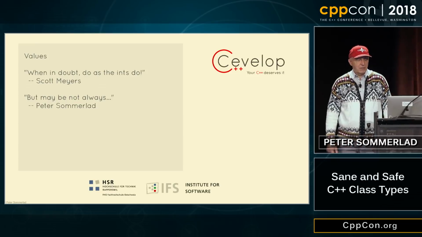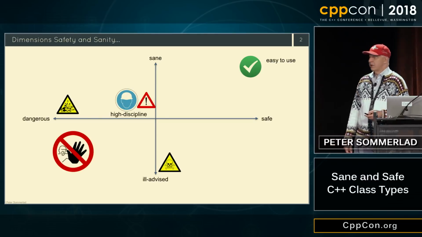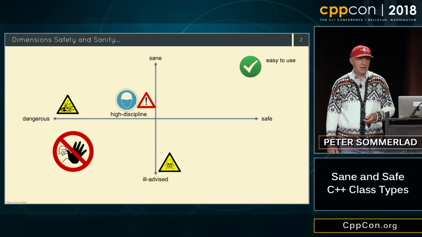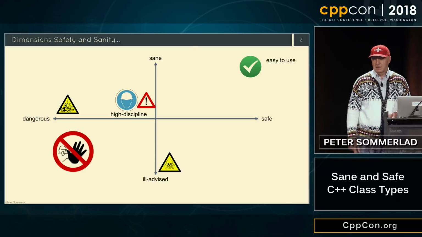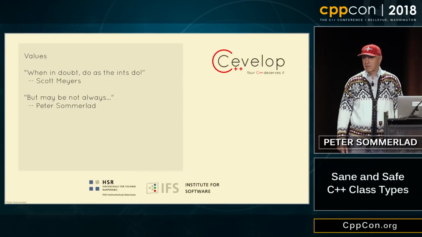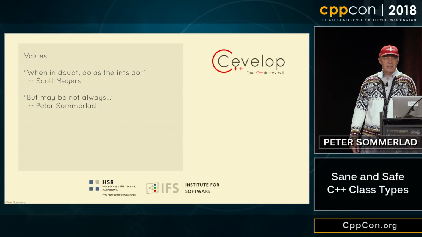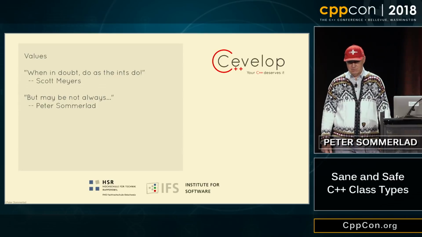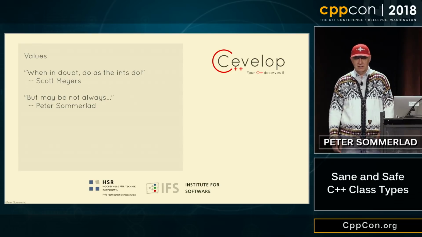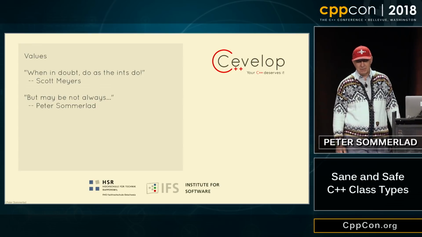First, I'd like to talk about values, because values actually belong in that green part. Usually values are really easy to use, they are safe, they get copied, you don't have to care about changing things unintentionally, because a value is just a value. And our friend Scott Meyers says, when in doubt, do as the ints do. Int might be the type that gives the category of value types, but not always.